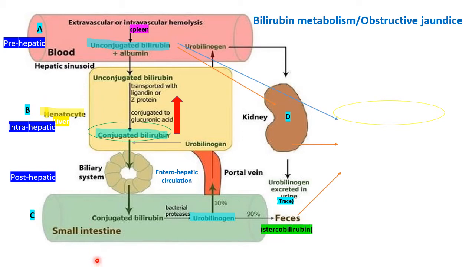Now let's go through the bilirubin metabolism to understand what happens when the bile ducts are blocked. In the prehepatic phase, unconjugated bilirubin is formed from the hemolysis of RBC, mainly in the spleen. This unconjugated bilirubin goes into the liver where it is conjugated, and this is the intrahepatic phase. The conjugated bilirubin is subsequently excreted into the bile ducts, which carry it to the small intestine. And in the small intestine, it is converted to urobilinogen and stercobilinogen, which gives the normal brown color of the stools. Now let's see what happens when the bile ducts are obstructed.